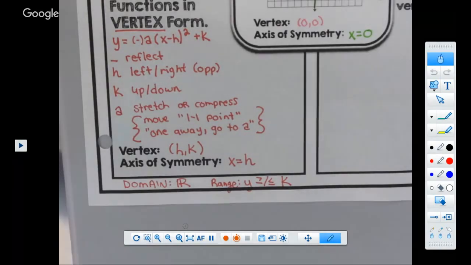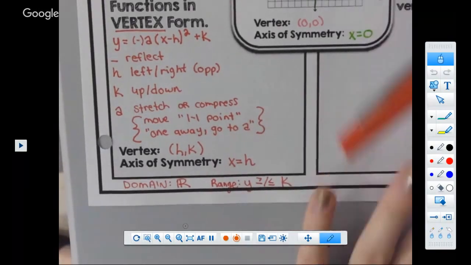So we have 3 that we're going to do. And once we get through these 3 examples, I'm going to give you some time to practice. So we're going to start in the top right corner.